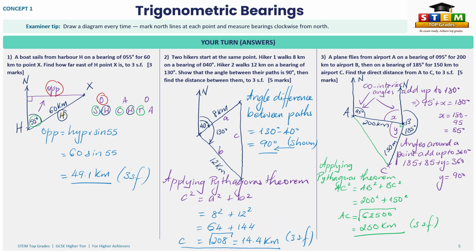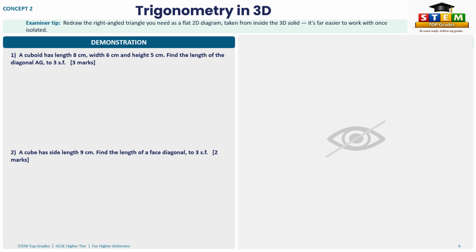Structure is really important. Okay, moving on now to the next concept, concept number 2. Here we're looking at trigonometry in 3D. So what examiners want you to know is that you have to redraw the right angle triangle you need as a flat 2D diagram taken from inside the 3D. It is far easier to work with the triangle once isolated.